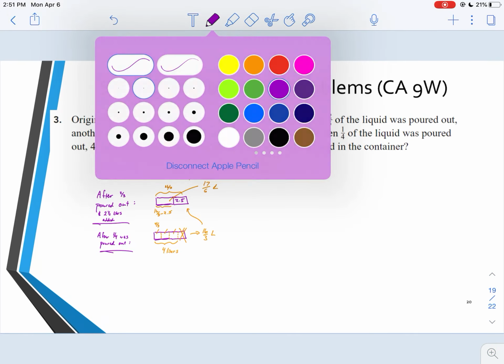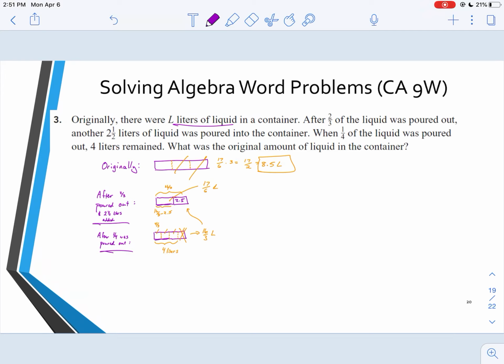Do I dare try this with algebra? Let's see. So I originally have L liters. Pouring out 2/3 means I will have 1/3 L left, and I add 2.5 liters to that. And then I pour out a fourth, so that means I have 3/4 left, and that is equal to 4 liters.